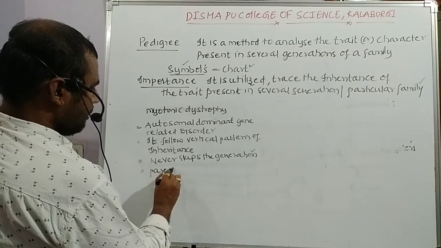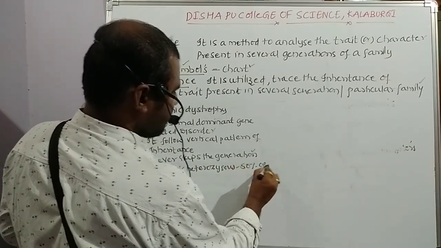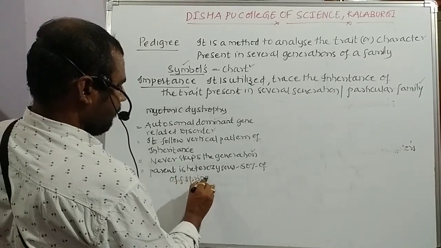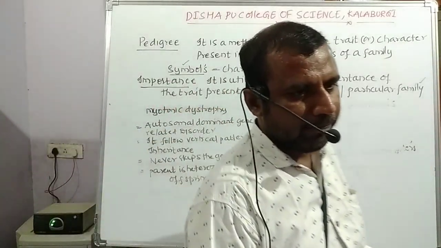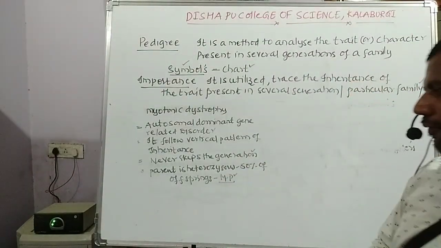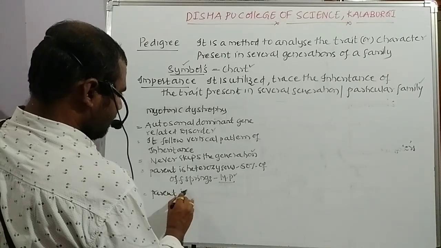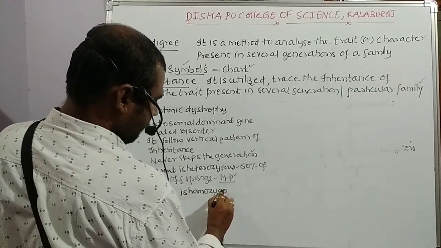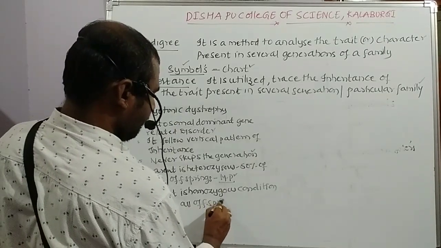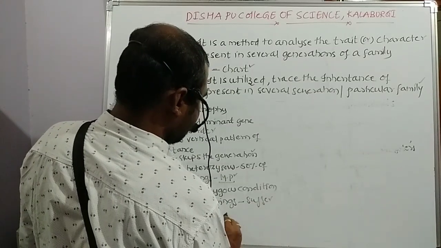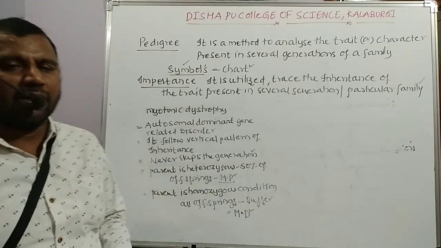If the parent is in a heterozygous condition, then 50% of the offsprings are found with myotonic dystrophy. If the parent is in a homozygous condition, then all offsprings suffer with myotonic dystrophy.